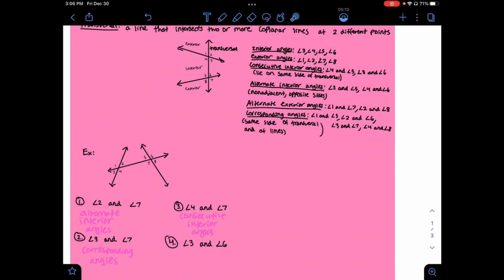Okay, our last one is angles 3 and 6. So angle 3 is here, angle 6 is here. We can see that they're both on the exterior and they're on opposite sides of the transversal. So it's going to be alternate exterior angles.